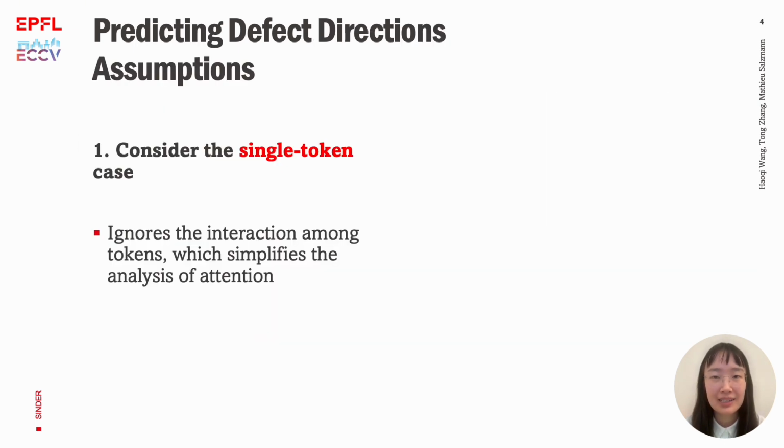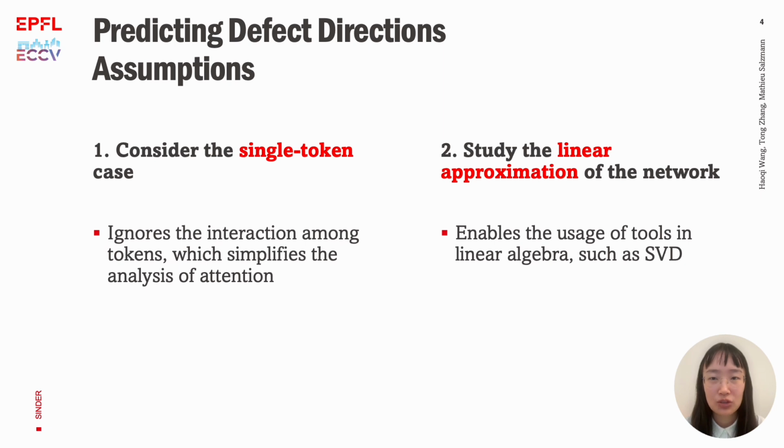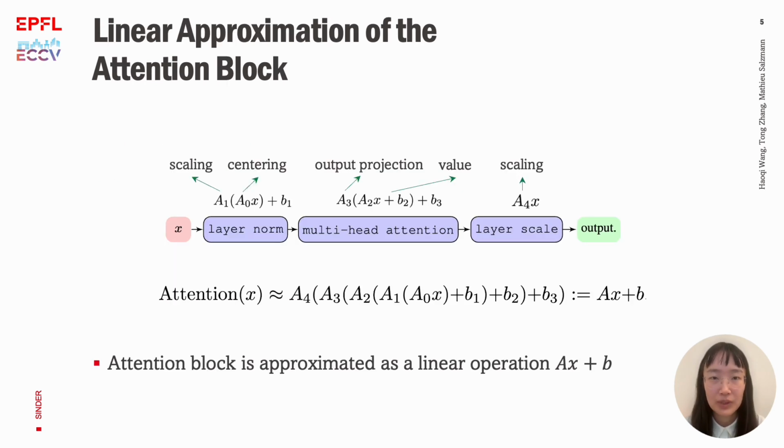To make the analysis tractable, we use two assumptions. The first one is to only consider the single token case. This simplifies the analysis of attention, since it ignores the interaction among tokens. The second assumption is to study the linear approximation of the network, which enables the usage of tools in linear algebra, such as SVD. We start with the linear approximation of the attention block in the vision transformer.